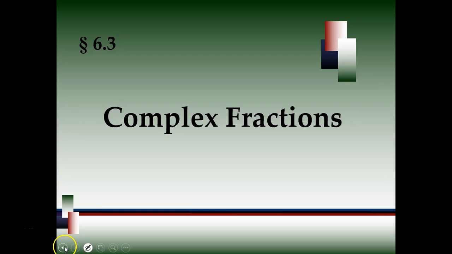Hey, Algebra 3 class. This section is going to be about complex fractions. So far, we've been studying rational expressions. Before we get to rational equations, which is the next section after this one, we need to take a look at something called complex fractions. So let's get started.